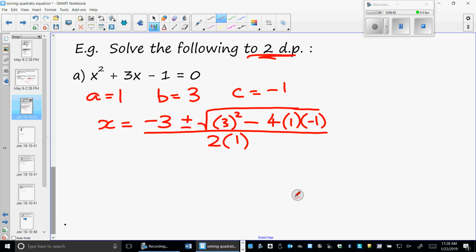Now, obviously, you could work out these bits, and you can. So let's do the first one just like this. So we will carry on. We have minus 3 plus or minus. Now, all of this stuff here, it's easier to work that out correctly. So this would be 3 squared, which is 9. Then what's happening here? We've got 4 multiplied by 1 multiplied by negative 1. So what does that give us? This is going to be 4 multiplied by 1, which is multiplied by negative 1, which is negative 4, yes? And we're taking away negative 4.